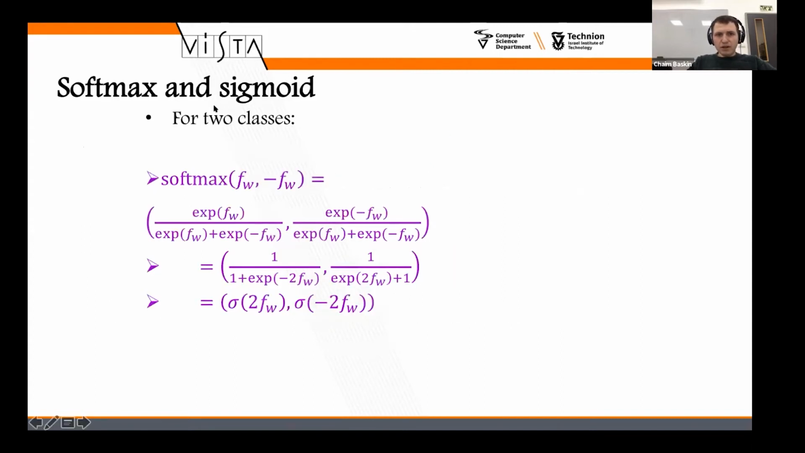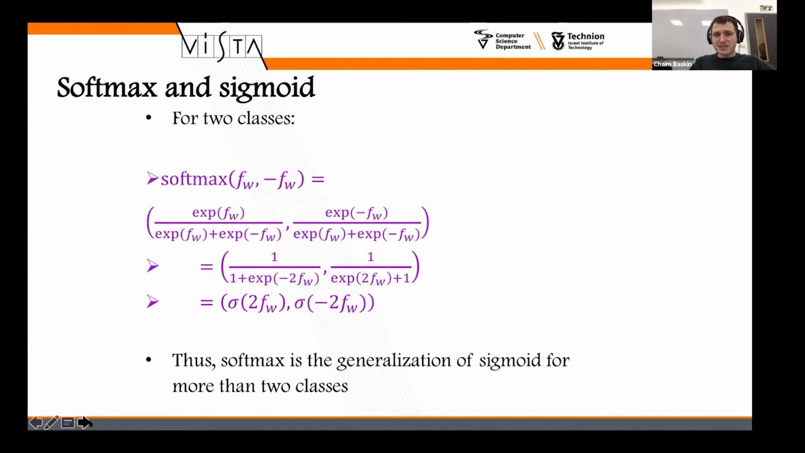Okay, so softmax and sigmoid for two classes. So this is our softmax. We have softmax of f with respect to w's and minus f with respect to w's. As we can see, the softmax is a generalization of sigmoid for when we have more than two classes. Okay, we have seen this before in logistic regression.